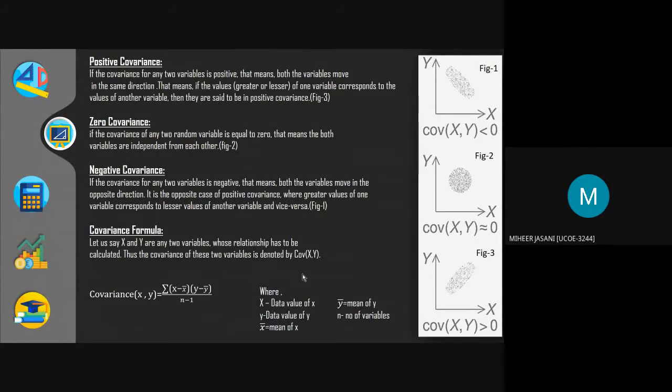Now, there might be a question in your mind: how to calculate covariance for two random variables? Let us take a look at the covariance formula, assuming x and y as two random variables and Cov(x, y) as the covariance of variables x and y. So the formula is: covariance of x, y is equal to the summation of (x minus mean of x) into (y minus mean of y), whole divided by n minus 1, where x is the data value of x, y is the data value of y, x bar is the mean of x, y bar is the mean of y, and n is the number of variables. Now, to understand this topic in more detail by problem solving, I would like to call my teammate Akshay Gada.